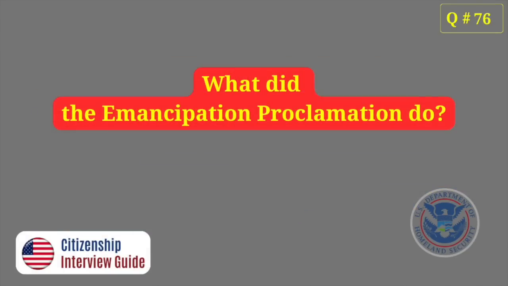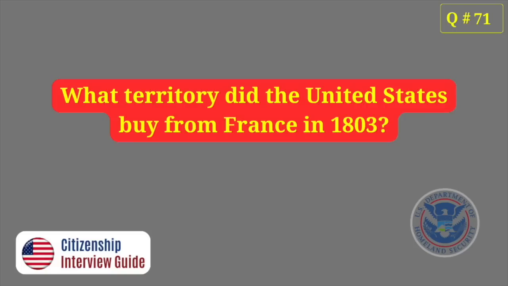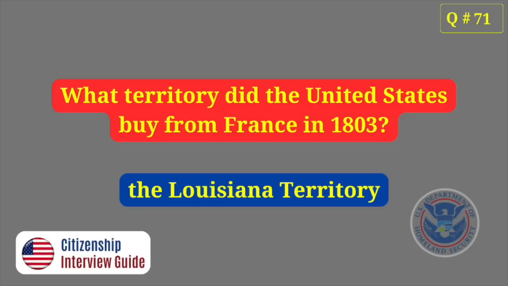What did the Emancipation Proclamation do? Freed the slaves. What territory did the United States buy from France in 1803? The Louisiana Territory.